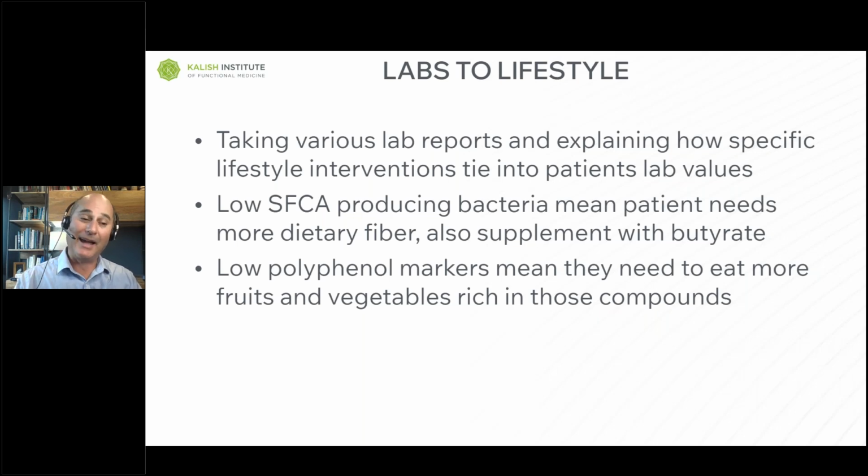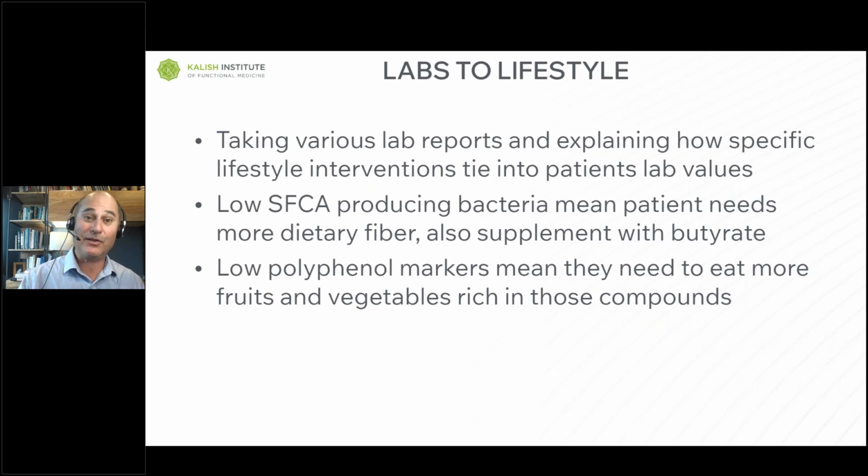But if you have a lab that says, hey, your polyphenols are low, I think we need to crank up the blueberries. Hey, your dietary fiber is low. How do we know? Because these commensal bacteria are low, and that's what they live on. Okay, well then we're going to have to crank up the dietary fiber. It's a complete motivating force to have the lab showing that the person's got a problem. Allows you then to do the lifestyle coaching.